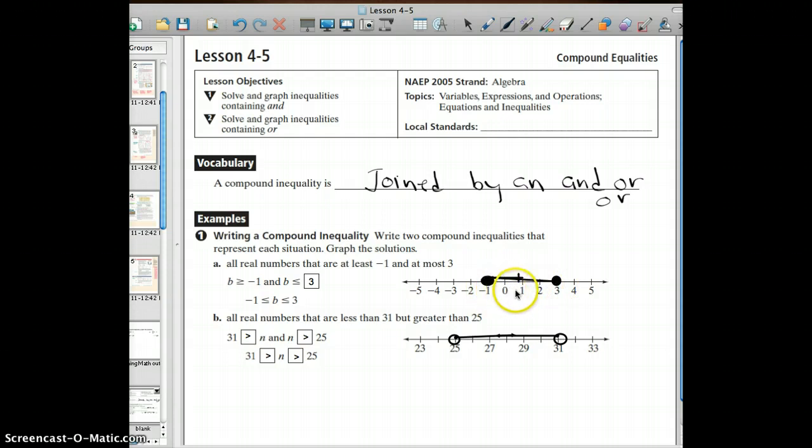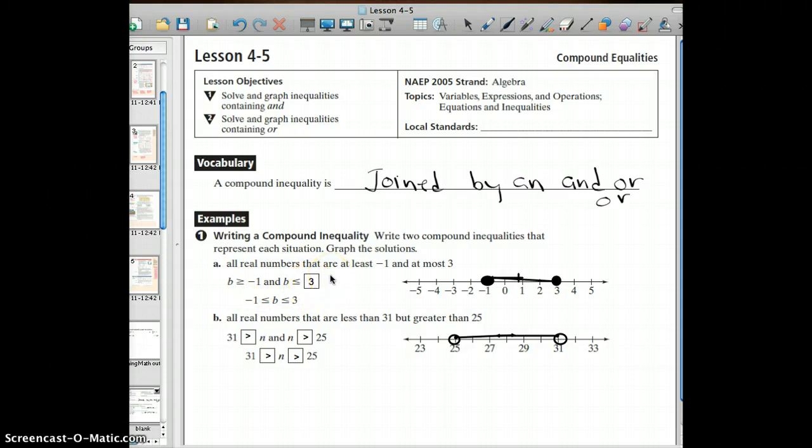So a number that would fit both pieces or both inequalities would be 0. 0 is greater than -1 and it is also less than 3. Numbers that would not be a solution to this compound inequality here would be 5, because while it is greater than or equal to -1, it is not less than 3.